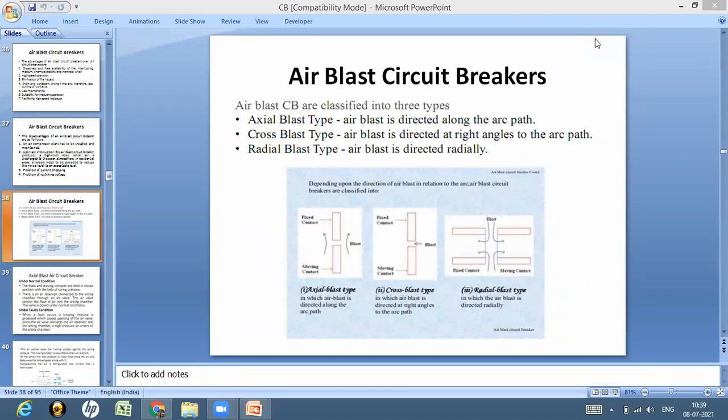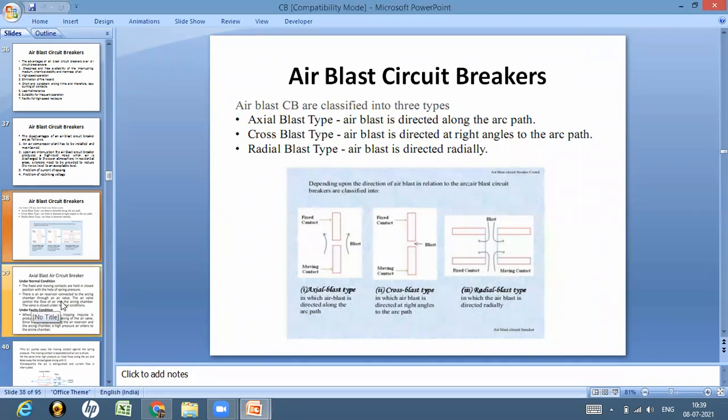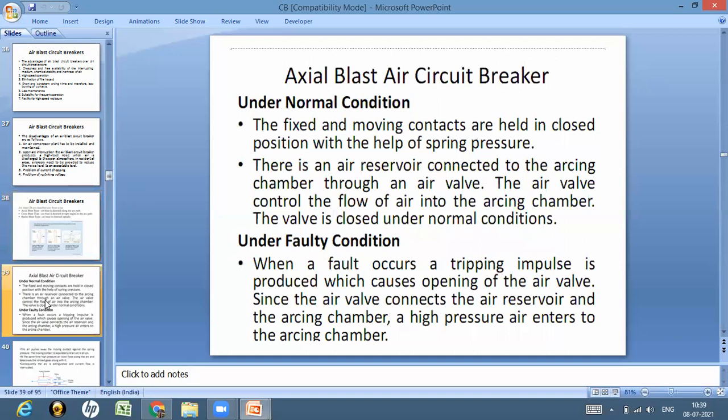The temperature inside the contacts of the circuit breaker cannot exceed a particular value, because if the heat generated between the two contacts exceeds that value, it will affect the system as well as the circuit breaker. So you have to quench the arc in the shortest possible time. The moment the arc is generated, you have to quench it. So this is all about the different types of circuit breaker.